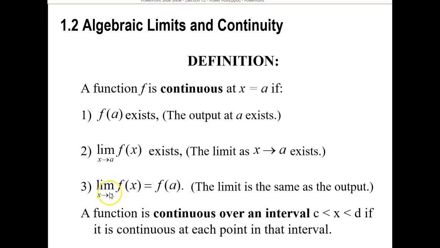And the limit as x approaches a of f of x that exists here and the value f of a that exists here must equal each other. So you first check for existence of these two things, and then you check their values and make sure that they are the same. So a function is continuous over an entire interval between two numbers c and d if it's continuous at every single point. So these are the checklist criteria for checking a single value a.